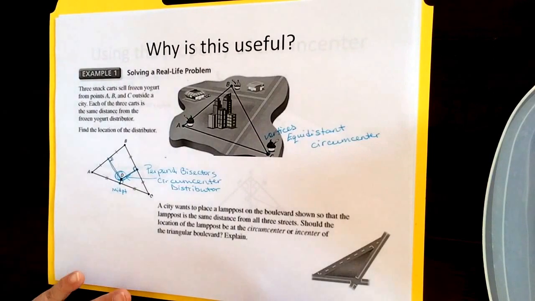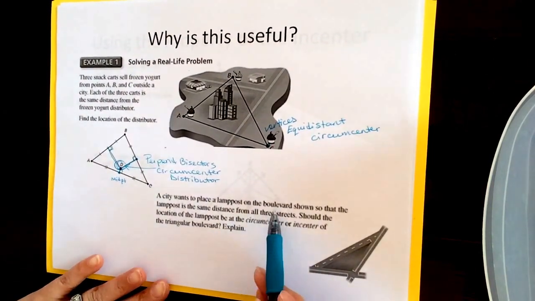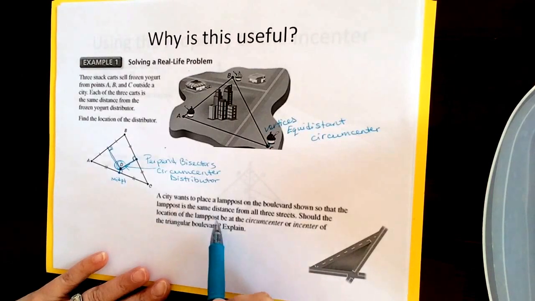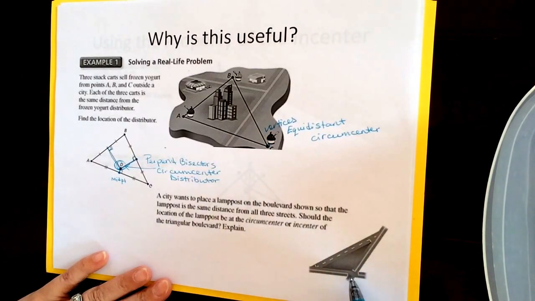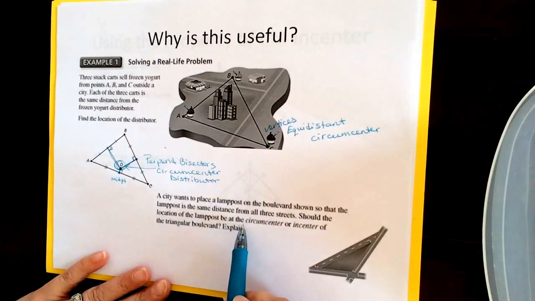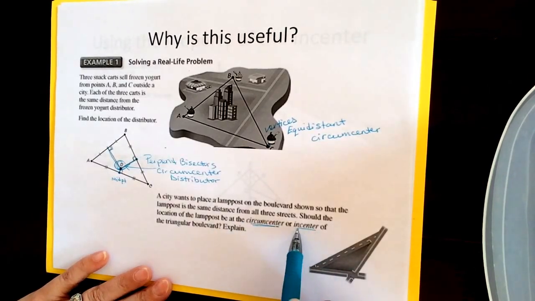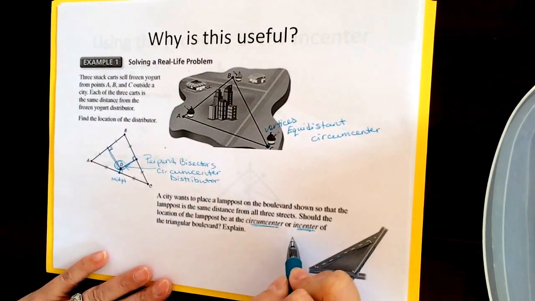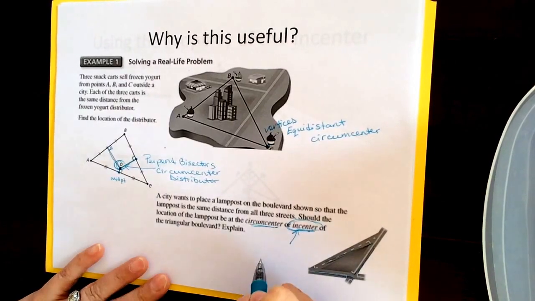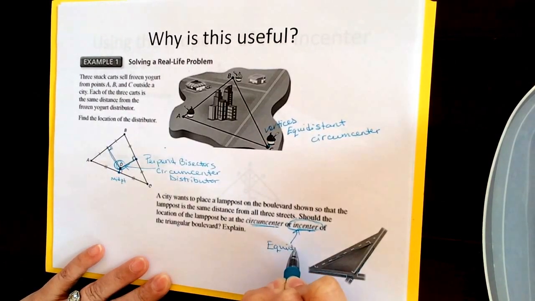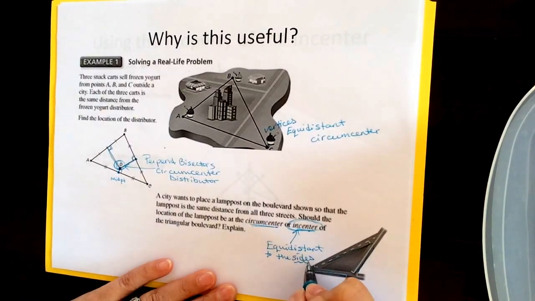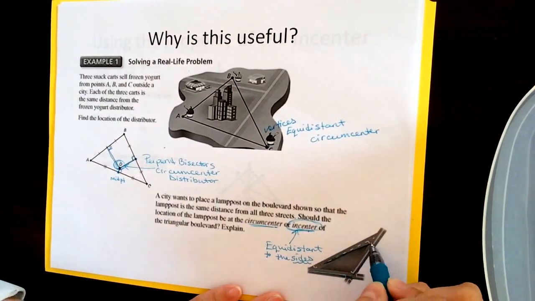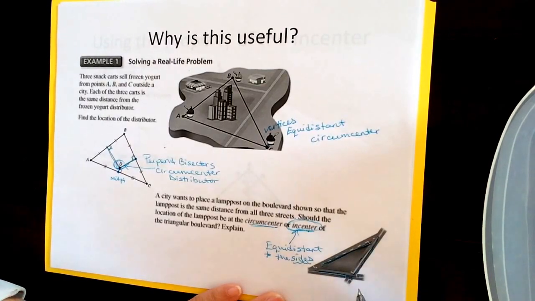Okay, another little story problem here. A city wants to place a lamppost so that the lamppost is the same distance from all three of these streets. What should the lamppost be at, the circumcenter or at the incenter? If we look at the streets as being the sides of this triangle, then we understand that it needs to be placed at the incenter so that it can be equidistant to the sides of the triangle. That way it can illuminate each of the streets equally because it's equidistant to each of them.